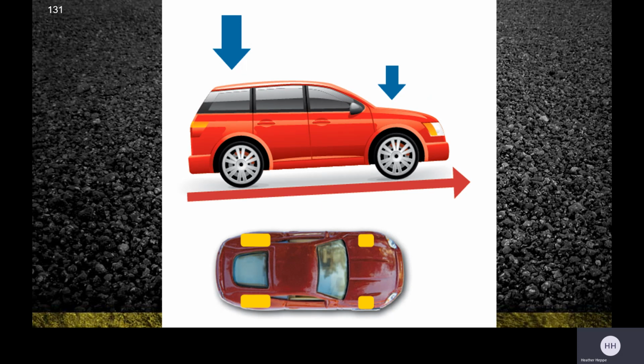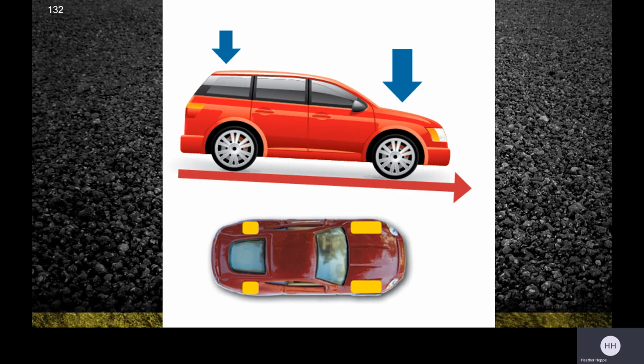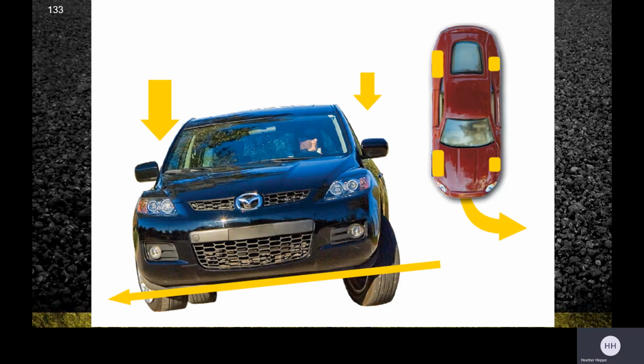So here we can see acceleration. We've got more weight on the back tires and less touching on the front tires. Here we're braking, so we have more weight again on the front tires and less on the back. And one more here. This is turning, okay?